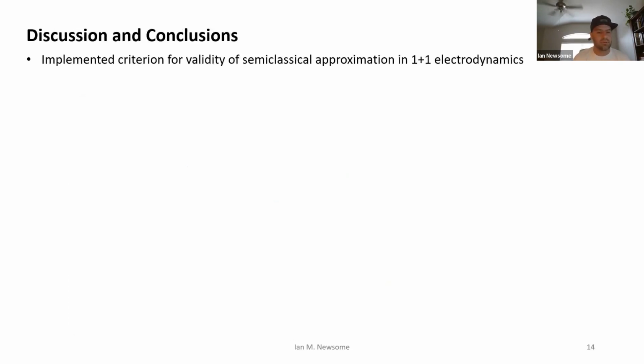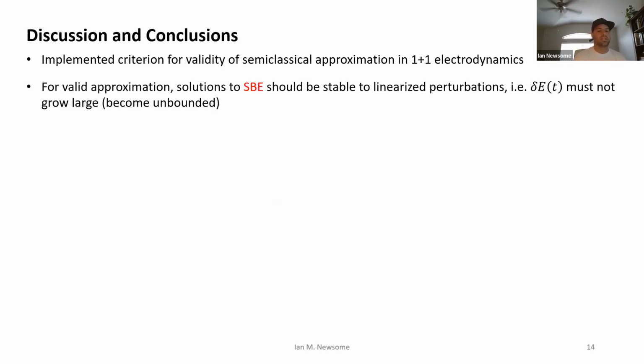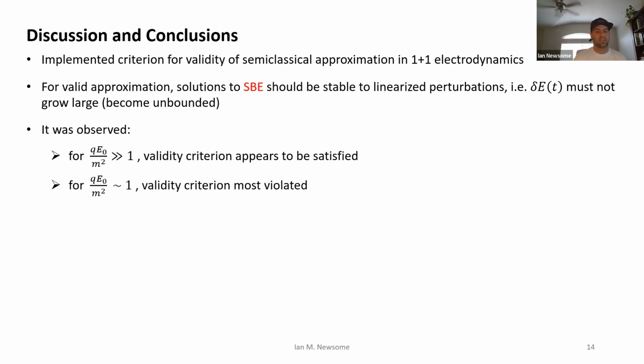So to summarize what I've shown you, I have implemented a criterion which originated in semiclassical gravity to test the validity of the semiclassical approximation in 2D electrodynamics. The criterion states for the semiclassical approximation to be valid, the semiclassical equations characterizing the system should be stable to linearized perturbations. Obtaining the numerical solutions to the linear response equation reveals that when the electric field is much larger than the mass of quantum particles, the semiclassical approximation appears to be valid. And when the electric field is of the same order as the mass of quantum particles, the approximation appears to break down.